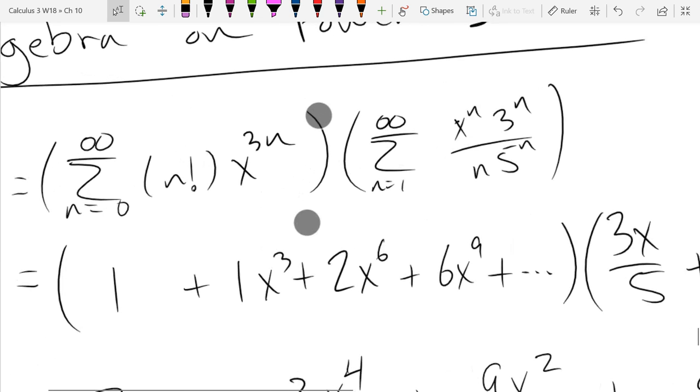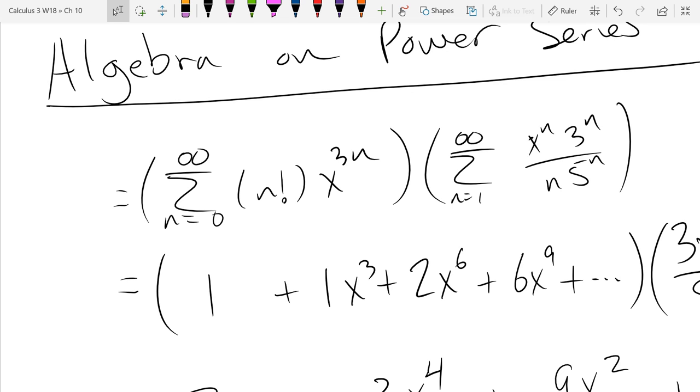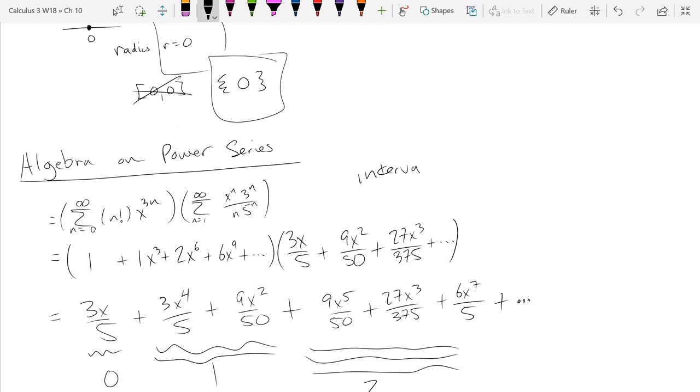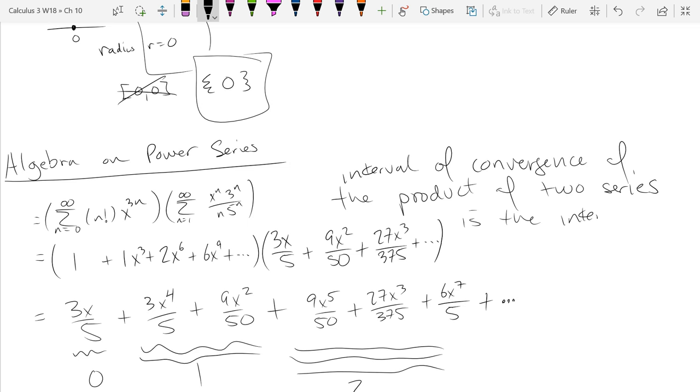One of the issues is these two series have very different intervals of convergence. So the interval of convergence of the product is going to be the intersection of the interval of convergence of the original series. So if you know the two intervals of convergence, one for each of these series, the intersection of those intervals is the interval of convergence of the product. So I'll write interval of convergence over here. The interval of convergence of the product of two series is the intersection of their intervals of convergence.